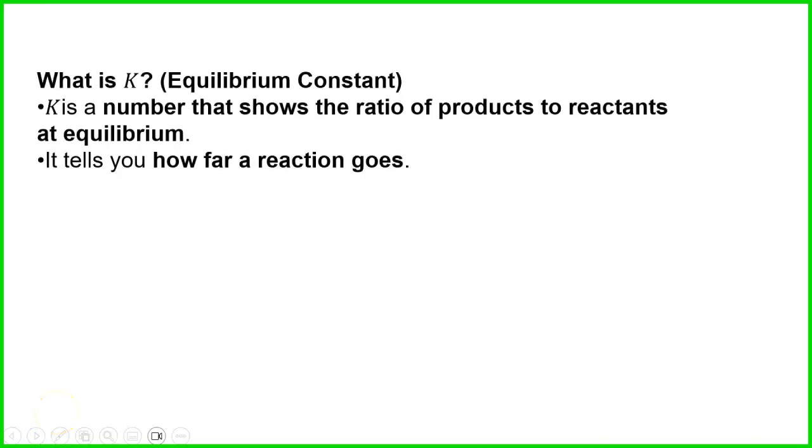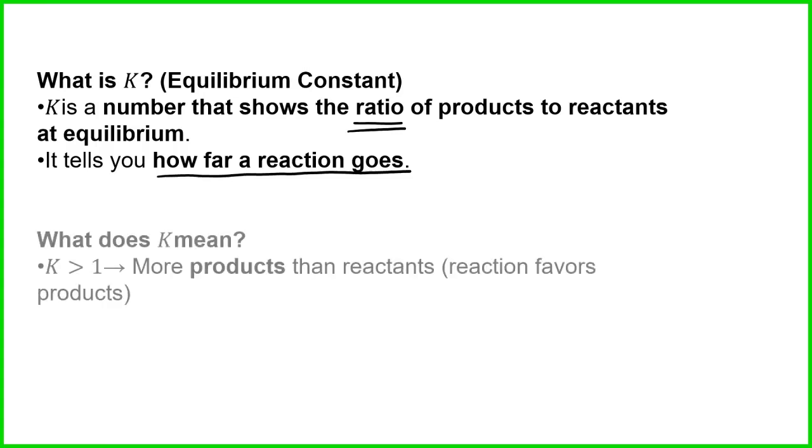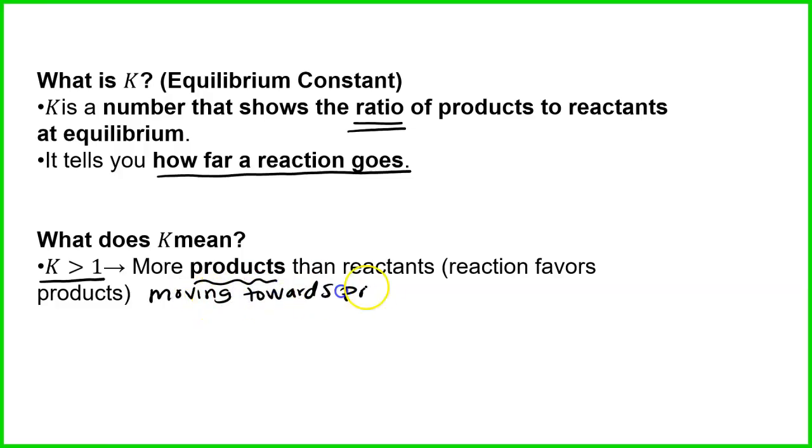But what is K? K is the equilibrium constant, and it shows the ratio of products to reactants at equilibrium. It tells how far a reaction goes. We can quantify this like we got a numerical value in the last 2 examples. If K is greater than 1, that means that there's more products than reactants. The reaction favors the products, meaning it favors moving to the right or towards the products. It's going to be actively making products.